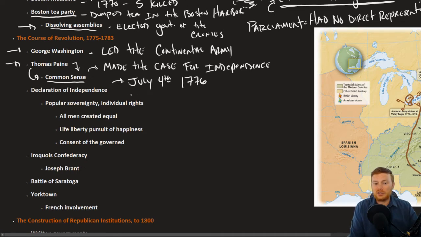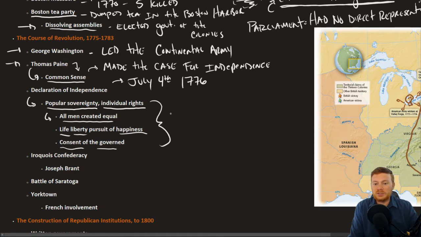In the Declaration of Independence, which was written primarily by Thomas Jefferson, it reasserts the idea of popular sovereignty, that is the right for people to rule themselves, and individual rights, which was, of course, John Locke's idea. Thomas Jefferson stated that all men were created equal, that they are entitled to natural rights, life, liberty, pursuit of happiness, and that if governments do not protect those rights, then the people have the right to alter or abolish their government. In other words, that governments also require the consent of the governed.